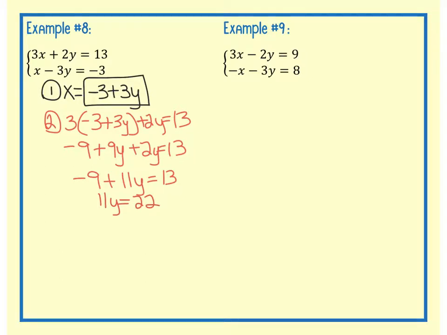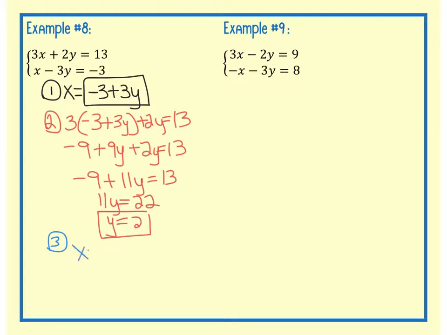The next step is to divide by 11 on both sides. We get y equals 2. The last main step is to take the variable that you have found your solution to and to plug it back into the other equation.